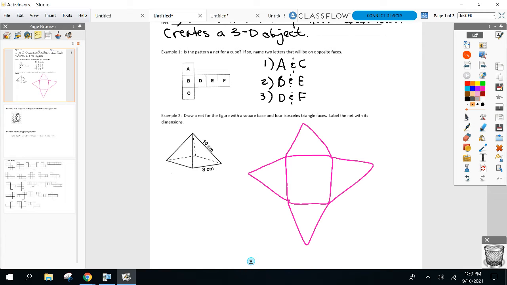And I don't need labels on every edge. This would be just fine. All right, 10 on the side and the edge of the triangle, 8 on the edge of the square. That would be fine for me. All right, perfect.